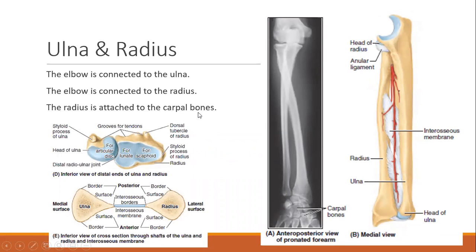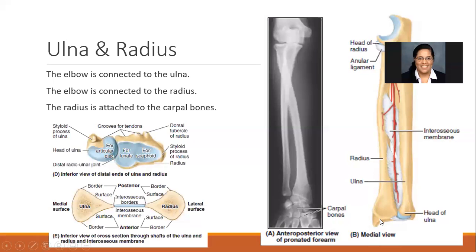It articulates with your carpal bones. So you can see here, the ulna doesn't actually articulate with your carpal bones. It's attached to them via ligaments, but it is your radius that's actually, when you're flexing and extending your wrist, that is the carpal bones moving with the distal radius.